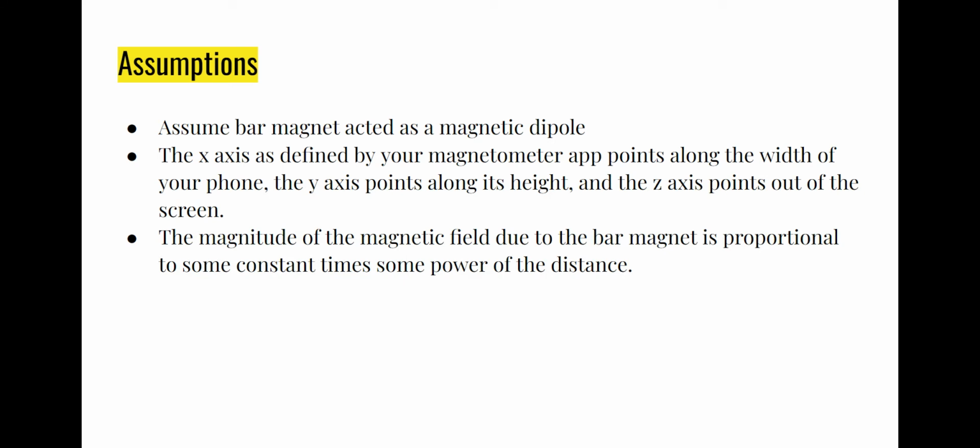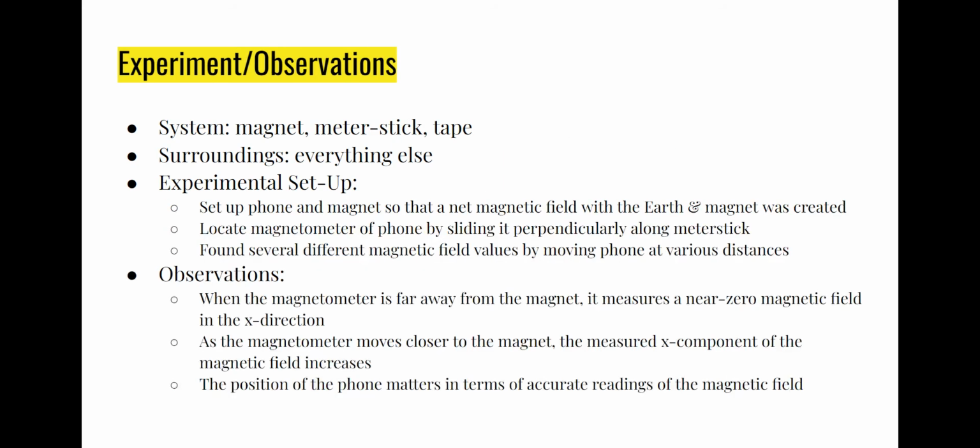magnetic dipole, the x-axis as defined by your magnetometer points along the width of your phone, the y-axis points along its height, and the z-axis points out of the screen. And the magnitude of the magnetic field due to the bar magnet is proportional to some constant times some power of the distance. The system for this experiment was the magnet, the meter stick, and tape, while the surroundings was everything else.